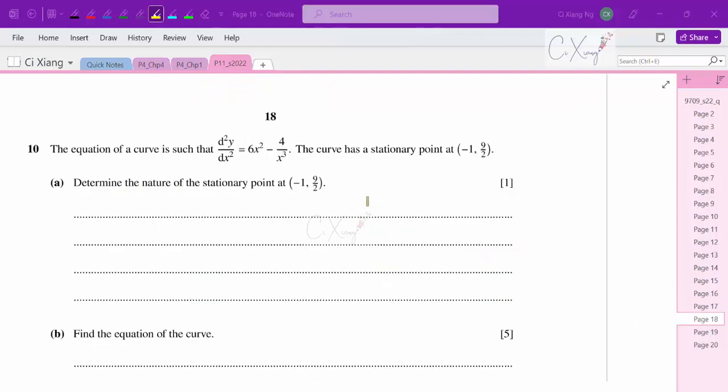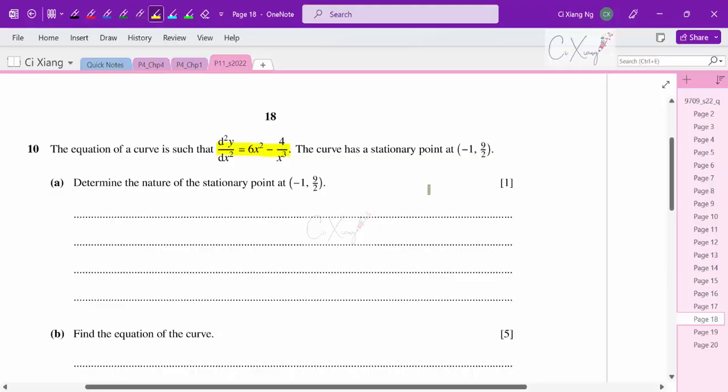Okay, we come to question number 10, which is the last question for this paper. We are given the equation of a curve such that d square y dx square equals this expression. We have a stationary point at this point. They want us to determine the nature of this stationary point. Is it a maximum point or a minimum point?